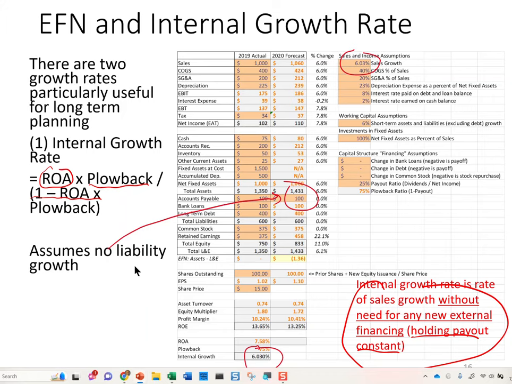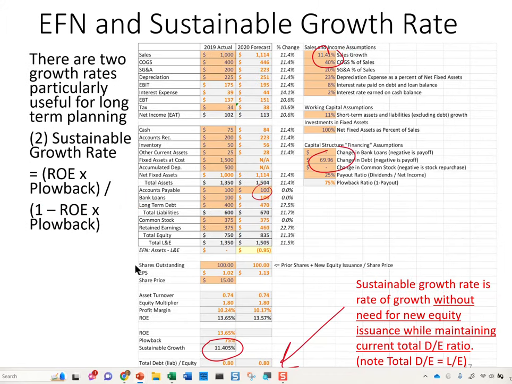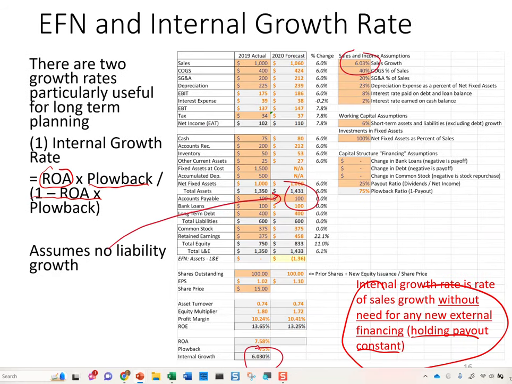The other one to look at is something called sustainable growth rate. The sustainable growth rate is the rate of growth without any need for new equity, so no new stock issuance, while maintaining the current debt to equity ratio. So let me go back to internal growth rate and the impact on ROE. Growing at 6% and not needing any stock or debt to balance my balance sheet, this firm is still delevering.